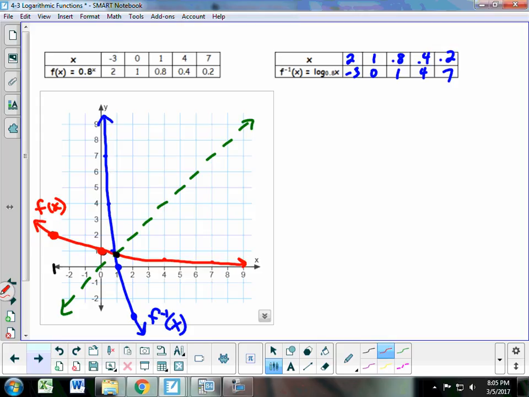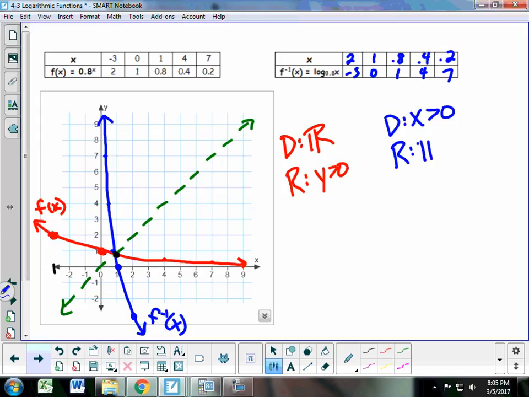All right, let's talk domain and range. So domain of the exponential is all real numbers because it's going left and right forever. Its range are y values that are greater than 0. Even though it's decay, its range and domain are the same as what they were when it was exponential growth. Then for the logarithm, the domain is all x values that are greater than 0. And the range, the y values, it goes up forever and down forever. All real numbers.